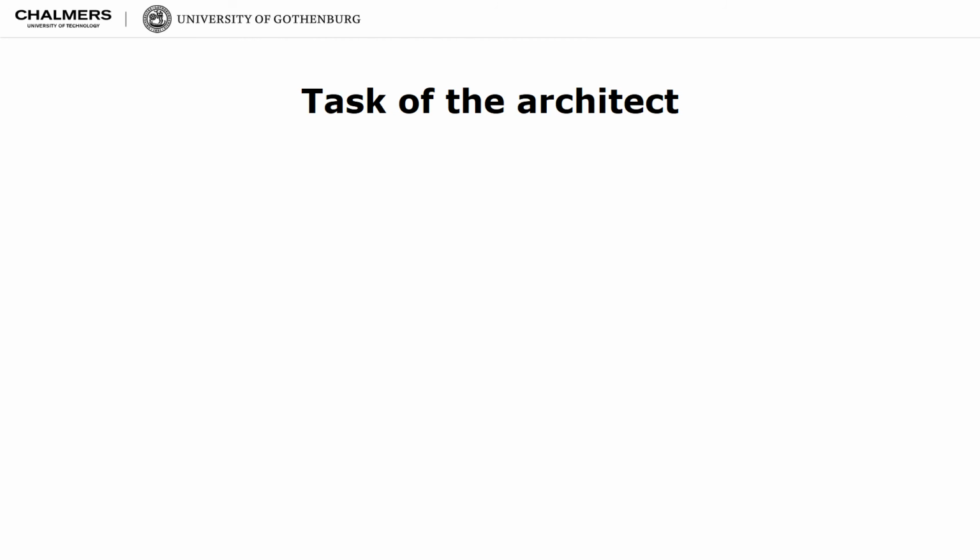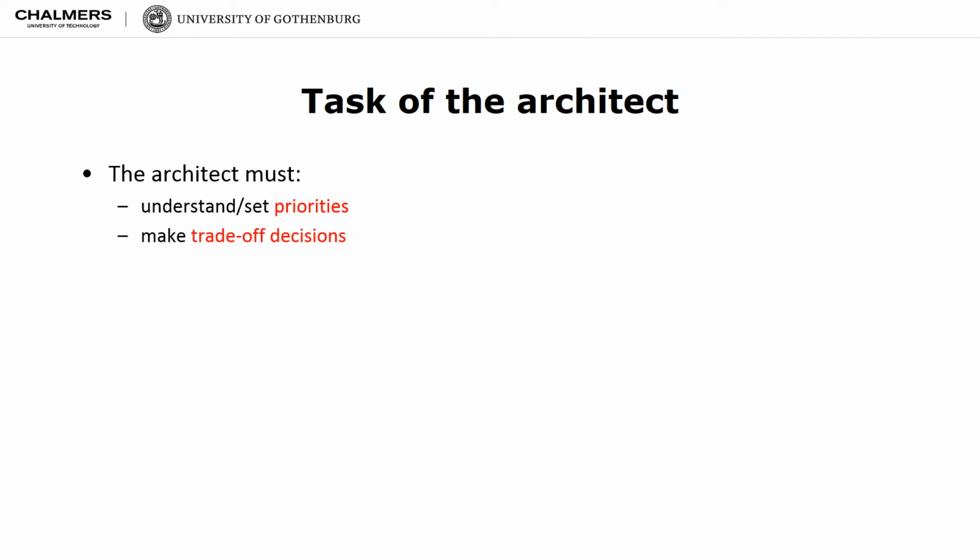Task of the architect. In the development of an architecture, the architect has several tasks he must address. The most important ones are to understand the priorities of the system. Then there is making of trade-offs in design decisions. Thirdly, the architect needs to produce a system abstraction that is complete, correct, and buildable.